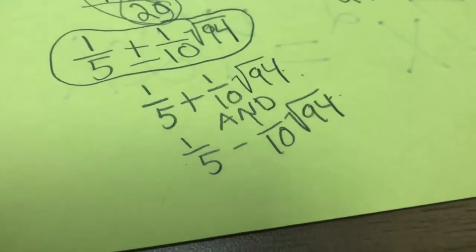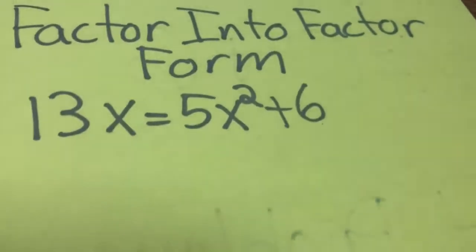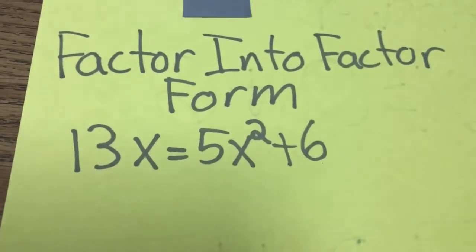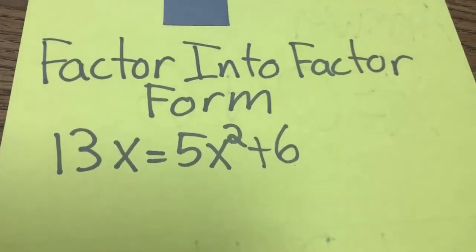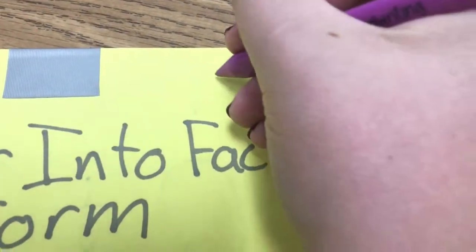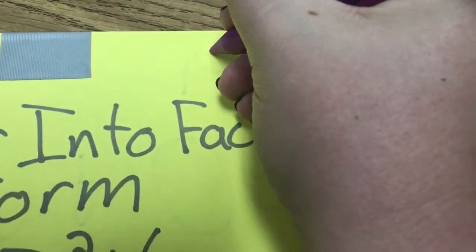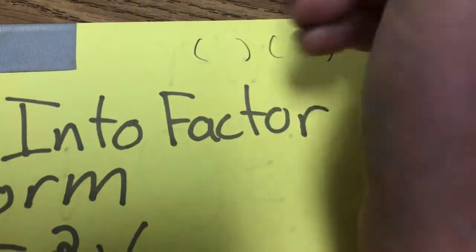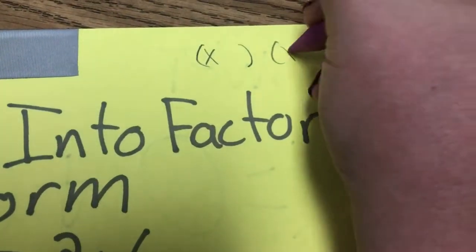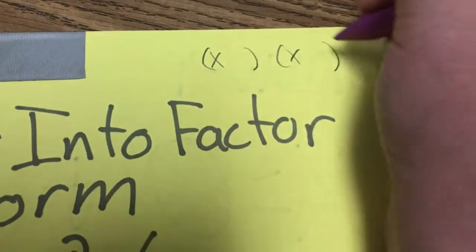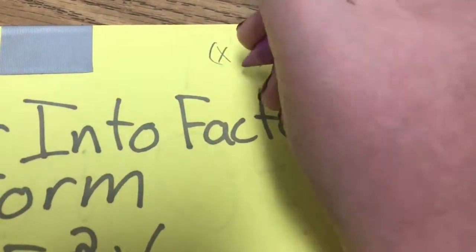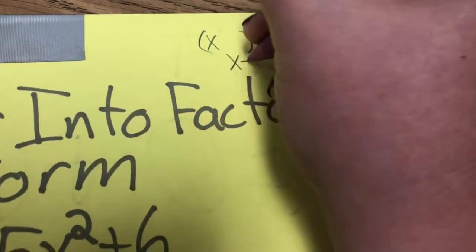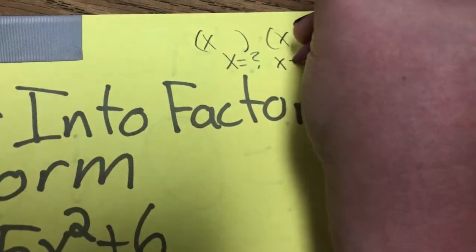So this answer was found in our second one, which was factor this equation out into factored form. So factored form is giving us parentheses. And typically we're having our x and our x here, we're having plus or minus our magic numbers. Solving is our x equals a number. X equals a number.